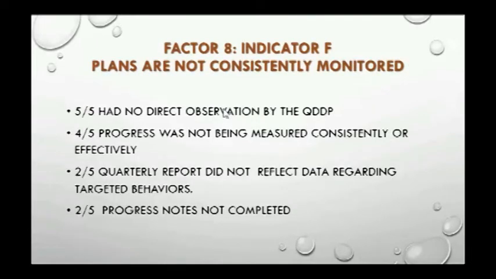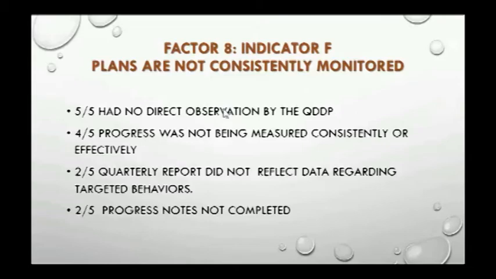When we looked at indicator F, which talks about monitoring the effectiveness of each person's person-centered plan, the trend we noticed was that plans were not consistently monitored. 5 out of 5 agencies had no direct observation by the QDDP. The Qs, caseworkers, supervisors, whoever's acting in that Q role, is supposed to have direct observations of the people's plans being carried out. Instead, they're only reporting on what's put on paper, but not directly going out and seeing these things carried out in the person's home, in their day program, in their community.